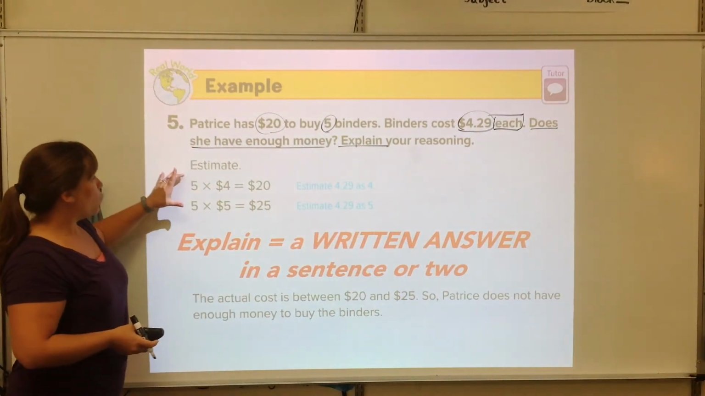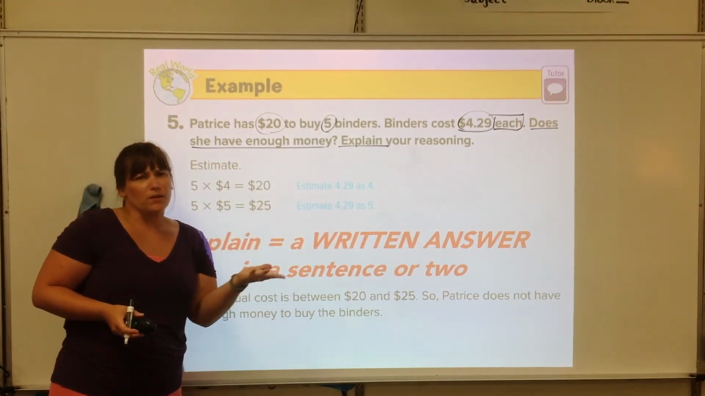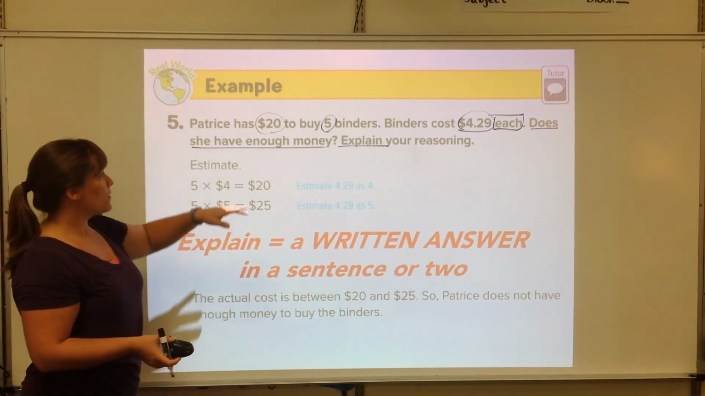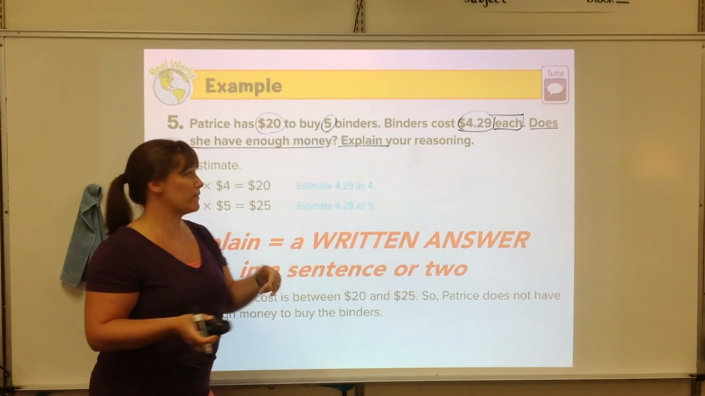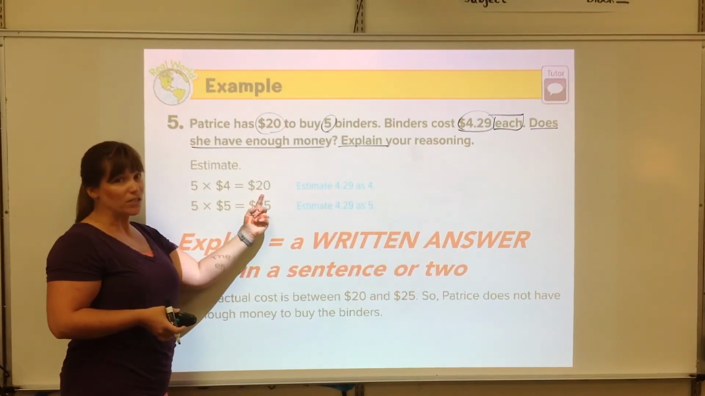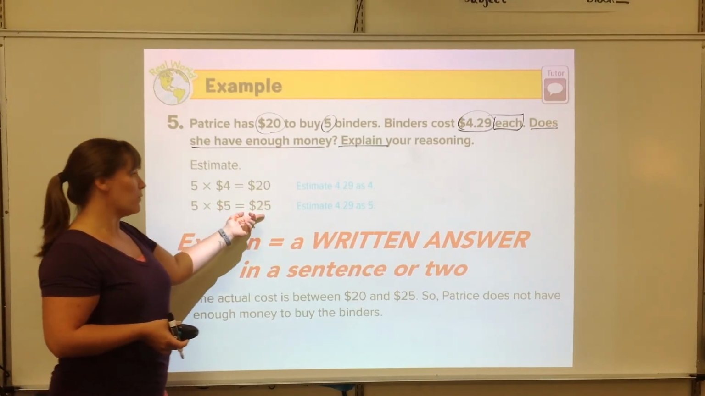So we have to think about this in what could it be if we estimated low, what could it be if we estimated high? Because 4.29 is right in between 4 and 5. So if it was $4 and we wanted 5 of them, it would cost us $20. If it was $5 and we wanted 5 of them, that would cost us $25.